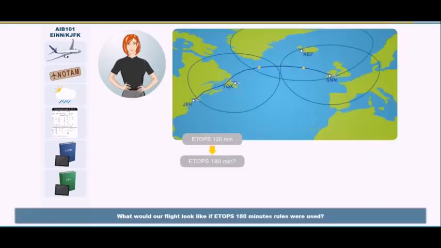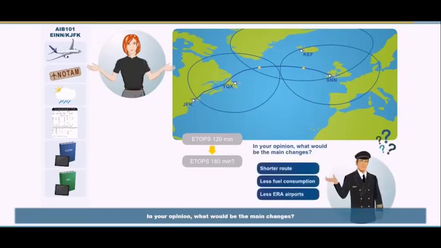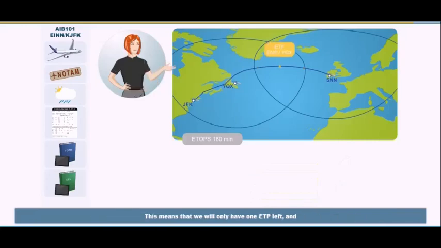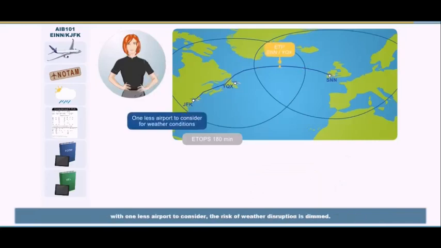What would our flight look like if ETOPS 180 minutes rules were used? In your opinion, what would be the main changes? With ETOPS 180 minutes rules, we can reduce the number of ERA airports to 2, Shannon and Gander. This means that we will only have one ETP left, and with one less airport to consider, the risk of weather disruption is diminished. Also, a shorter routing can be chosen.